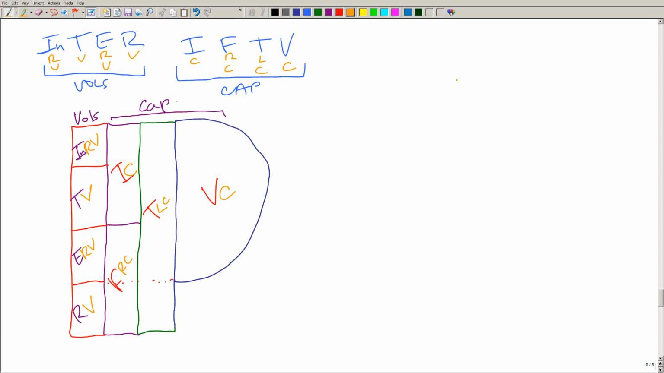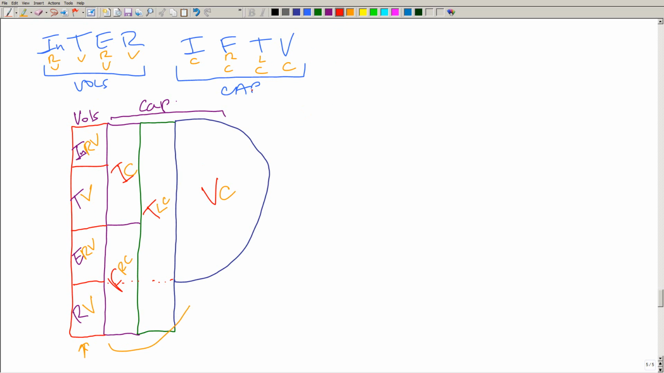So here you go. We have 4 volumes, 4 capacities. It's a letter P with 8 cells. 1 column, 2 columns, 4 columns. In the first column we have the volumes, and in the rest we have the capacities. And here come the formulas.